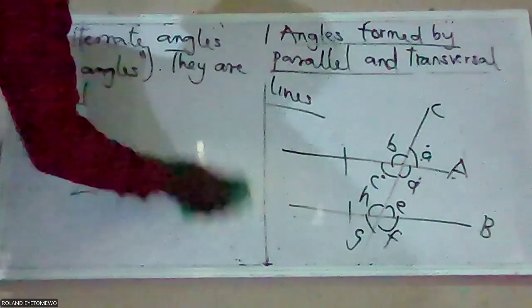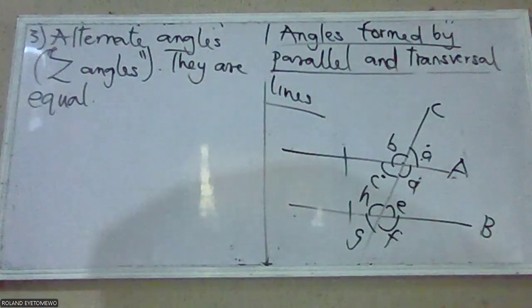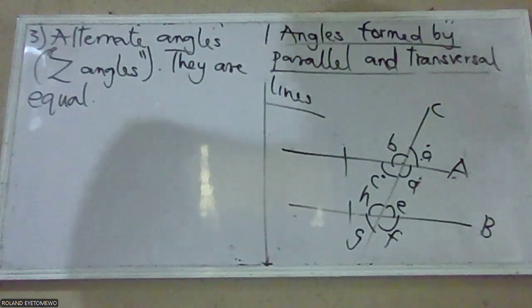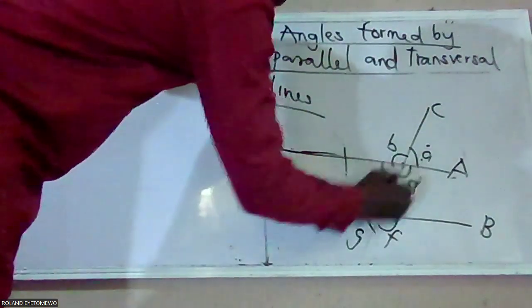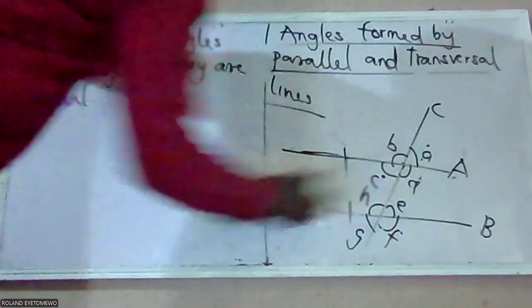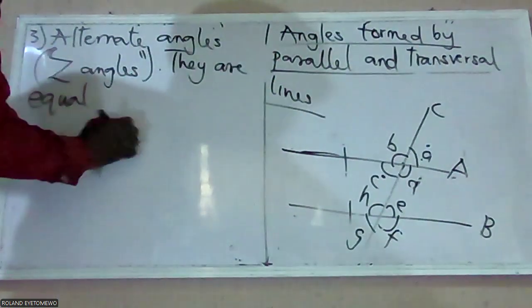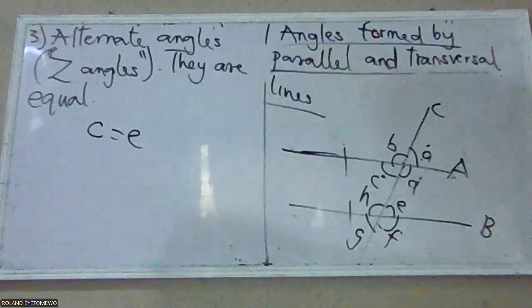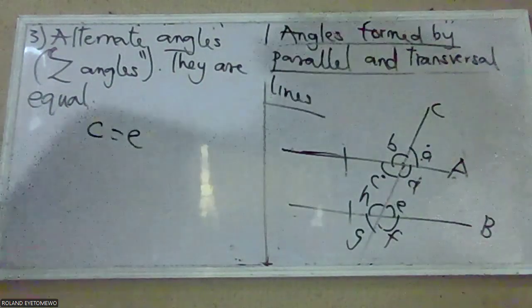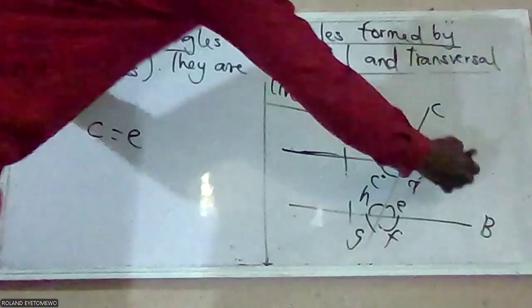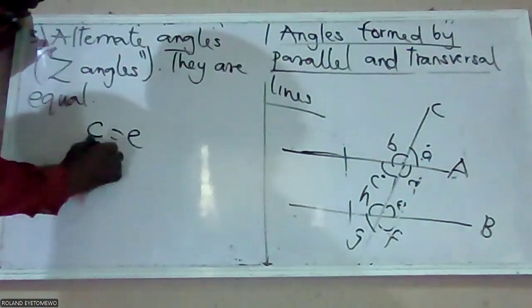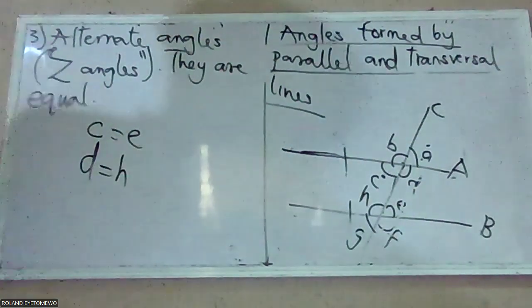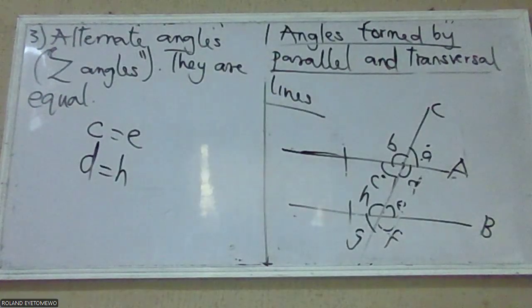So let's go back to the diagram to look for the alternate angles. See myself, I go like this, come like this, go like this, and we see an angle E. E and angle E are alternate angles. Let's write Z the wrong way. Come like this, go like this. D and H are corresponding angles.